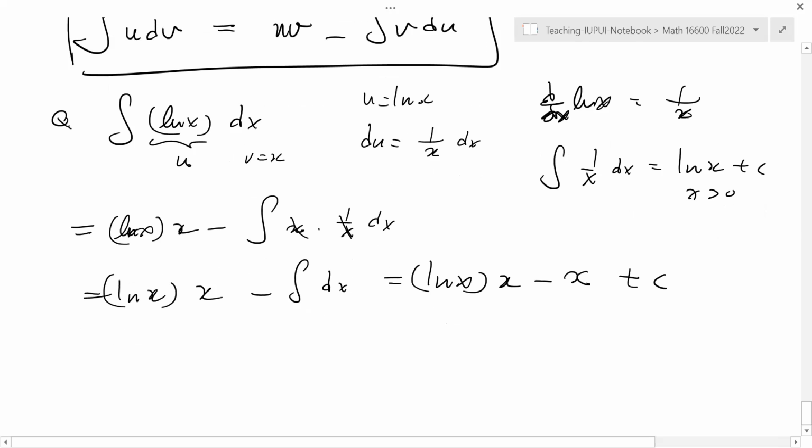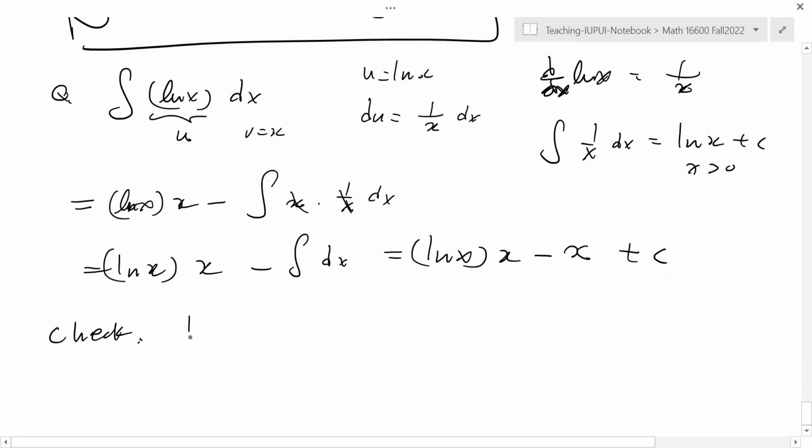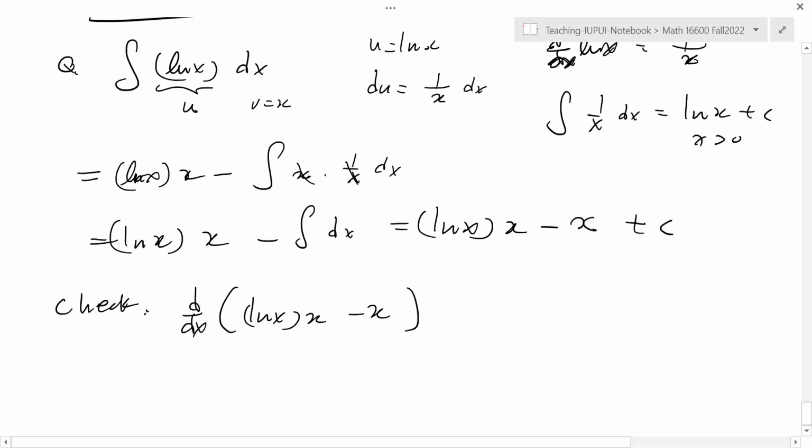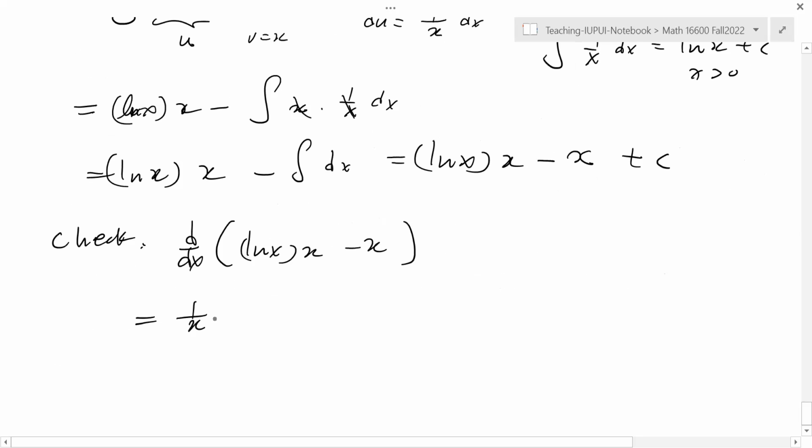Believe it or not, we can check that. I differentiate and want to see if I can get natural log of x. First of all, you apply the product rule to the first term, so it's going to be 1 over x times x, minus, plus natural log of x times 1, and plus 1. After you simplify, you only get natural log of x. Yes, this is indeed it.